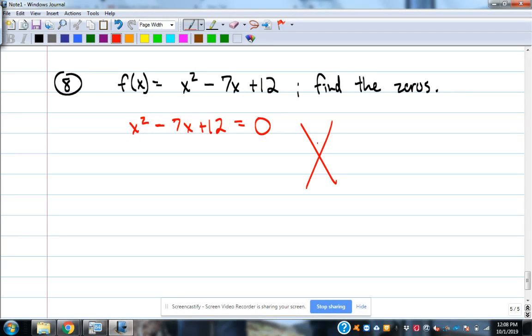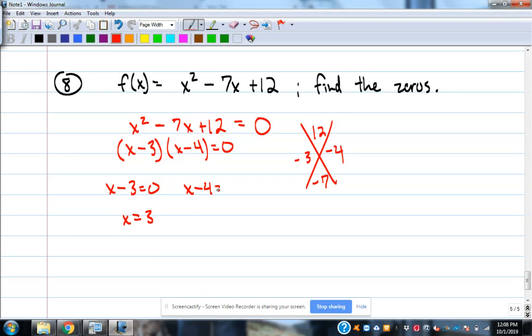So then you do the x method. 12 and negative 7 would be negative 3 and negative 4, right? So x minus 3, x minus 4. And set each of those equal to 0. And you get those numbers.